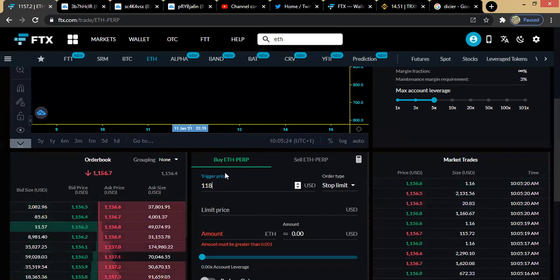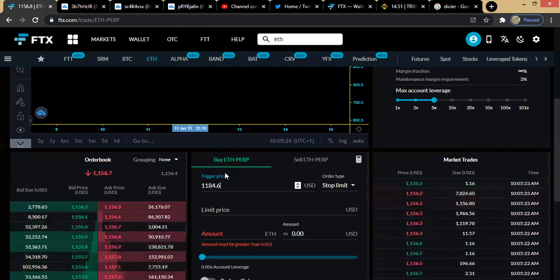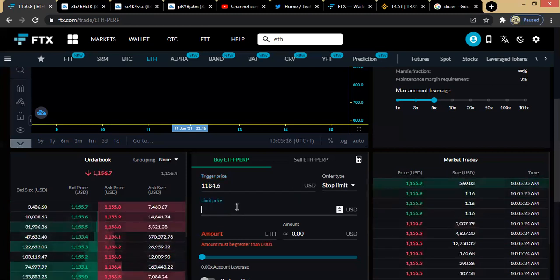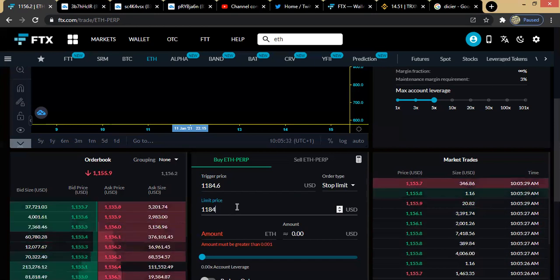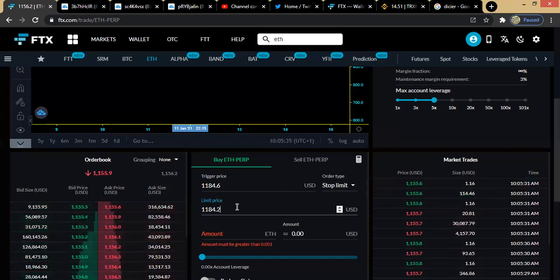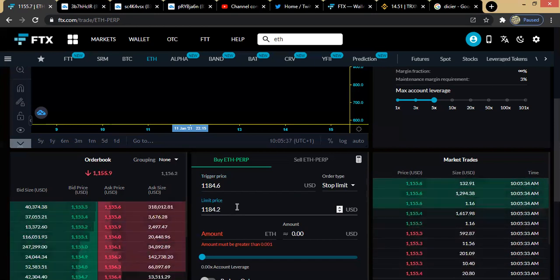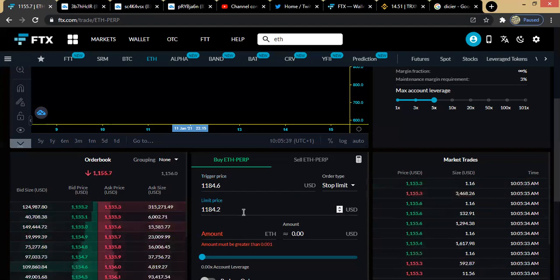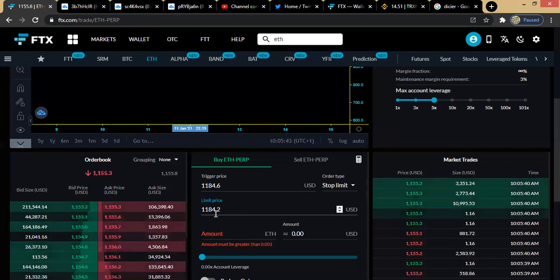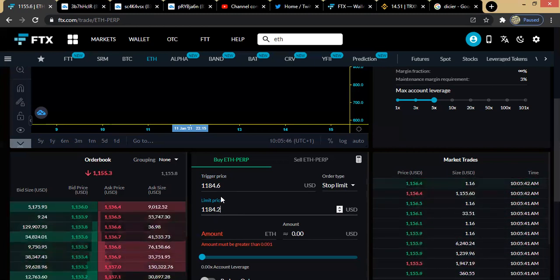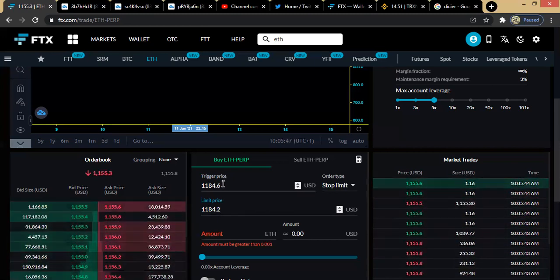Let me adjust it. 1184.6. Okay, and then my limit price, I could just put it at 1184.2 or 0. It doesn't matter. So what it means is that if price eventually gets to 1184.2, that's my limit price, my trigger price will be triggered. Like, this price will be triggered.